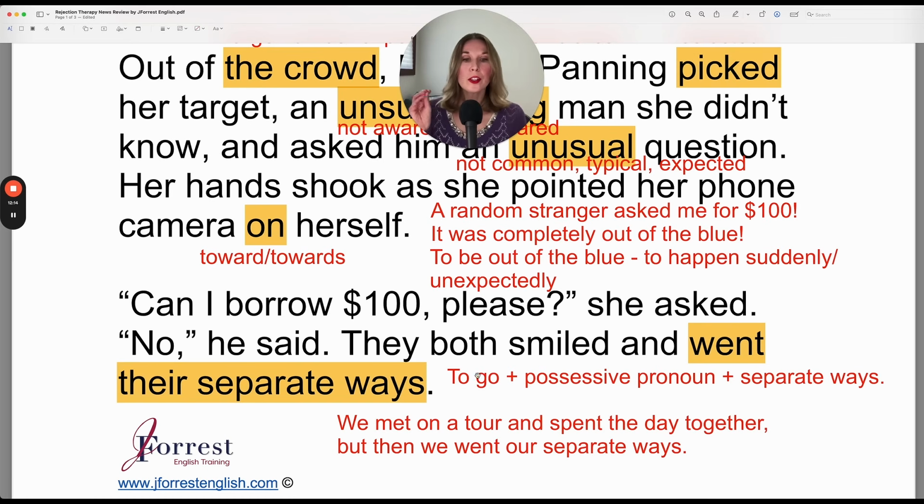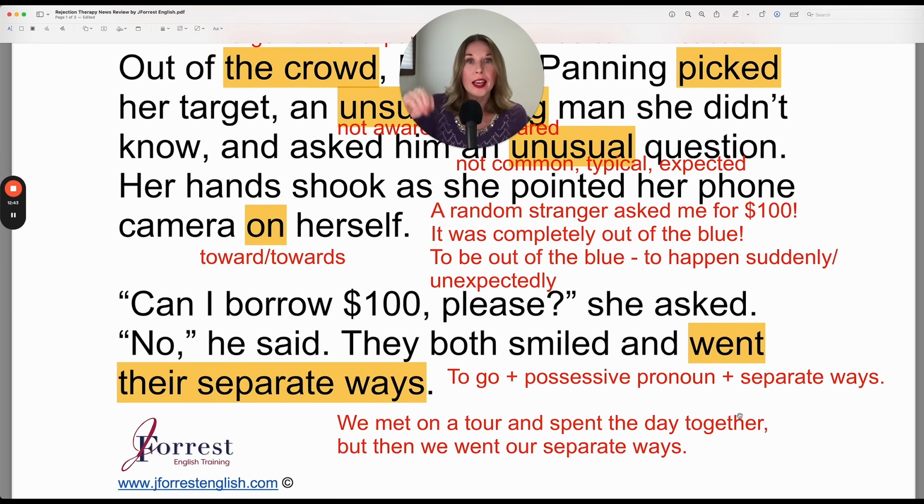The structure here is to go. You conjugate your verb go, in this case the past simple, and then you need a possessive pronoun, their, and then the words separate ways, separate ways. So let's say you're traveling and you take a tour and you meet someone else on that tour, and that person's a stranger, but then you get to know each other, you chat, and you spend the day together.